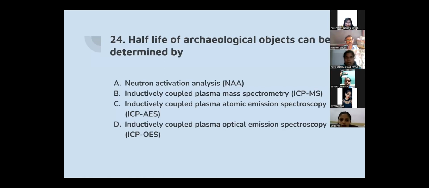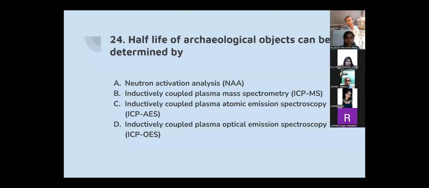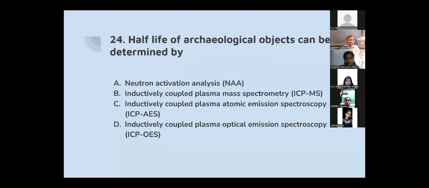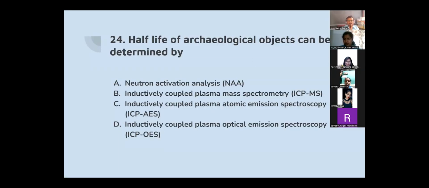Half-life of archaeological objects can be determined by option A, neutron activation analysis, option B, inductively coupled plasma mass spectrometry, option C, inductively coupled plasma atomic emission spectroscopy, option D, inductively coupled plasma optical emission spectroscopy. Anyone from second years? You can switch on your video and answer. I think it's neutron activation analysis.